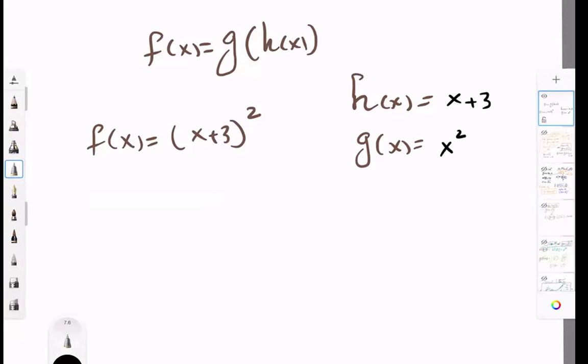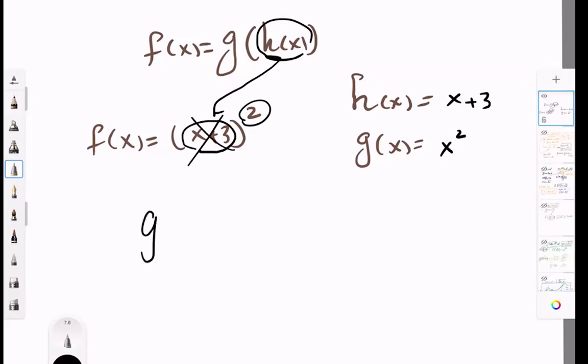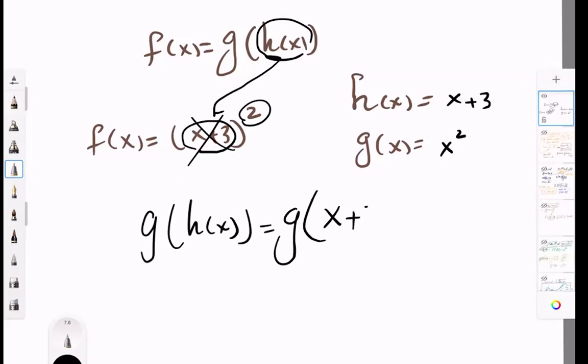The cheating way is usually whatever is inside of the parenthesis or inside of the radical, we can find. So if x plus 3 is h of x, then x squared will be g of x. Now let's try. G of h of x will be g of x plus 3. G of x is x squared, so this will be x plus 3 squared. It works. Very good.